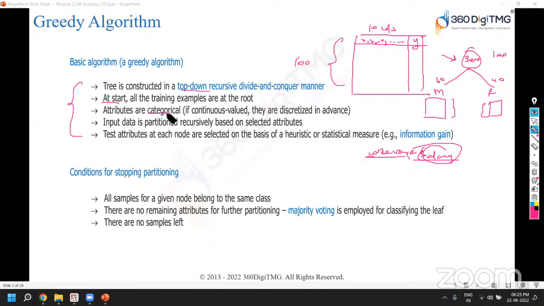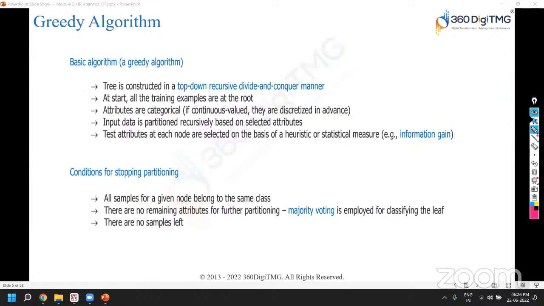Then there are no samples left for comparison. You have a single record, single employee details. Now, this is historical data. If a single employee is there, you know what that employee's status is, whether he is still working or resigned. So this way, there are three different options where you can take a decision.